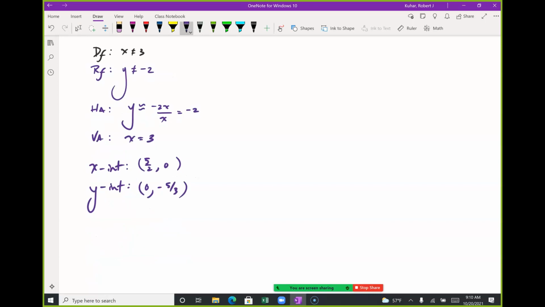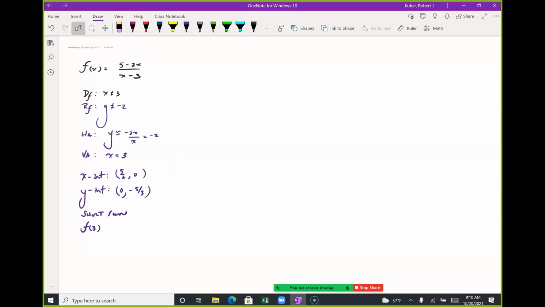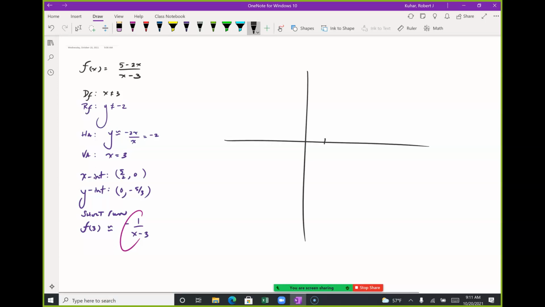What's the short run at f of 3? What happens to my numerator? It approaches -1. Nice. So -1 over x minus 3. So you can see that mother function of -1 over x, right? So I'm ready to take a look at the graph. At 3, I've got a vertical asymptote.